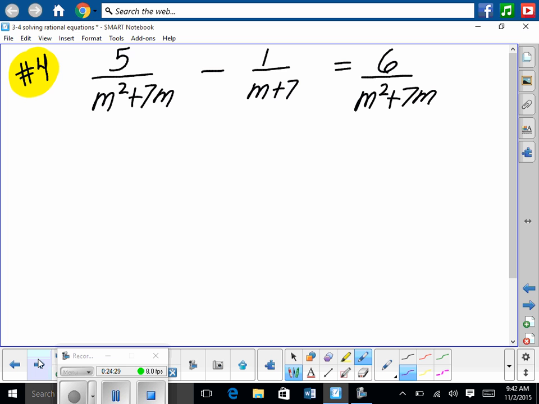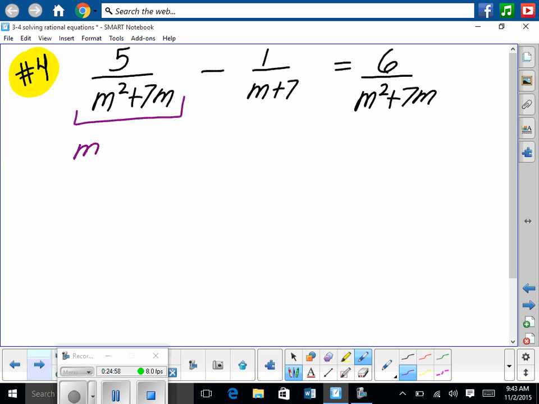So, we have number 4, 5 over m squared plus 7m minus 1 over m plus 7 is equal to 6 over m squared plus 7m. So in our steps to solving, the first thing we do is factor our denominators so that we can find our least common denominator. So let's factor each piece. Looking at the bottom, let's factor it. Well, it's quadratic, but what do we have in common in the very beginning?